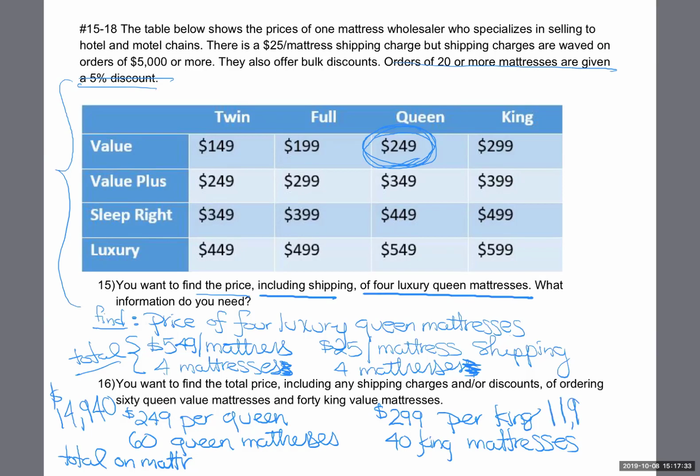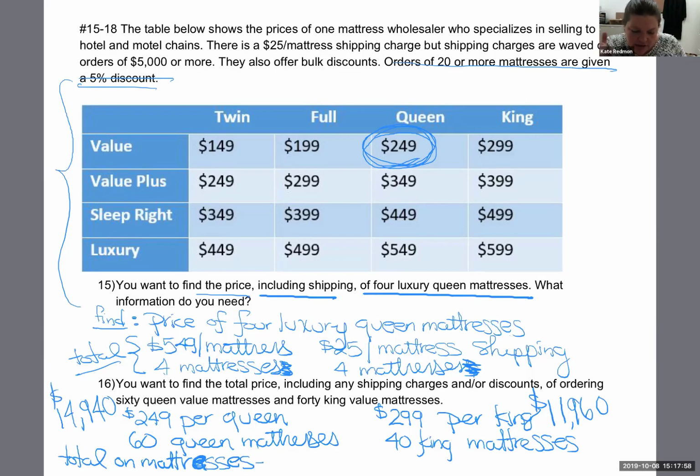Holy crackers, you guys. Okay, and 11,960. You can't forget the discount on orders over 20. We are well over 20. So even though with the total on the mattresses, she says I need to figure out the discount first, I would agree with you.